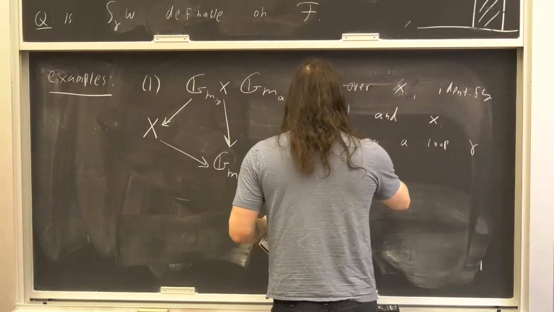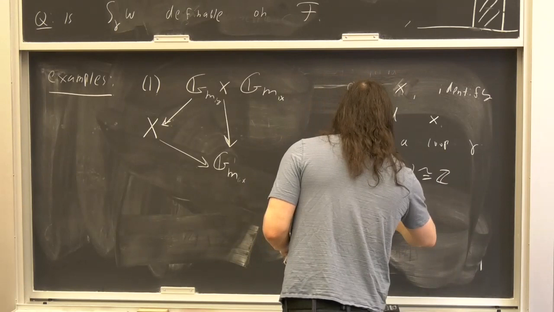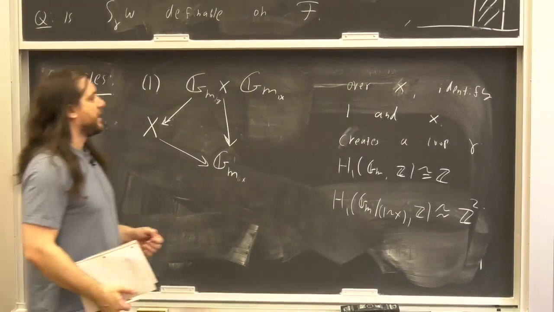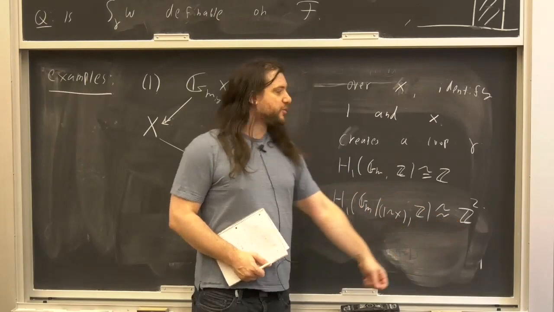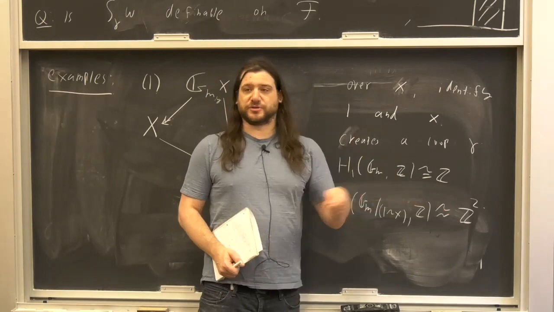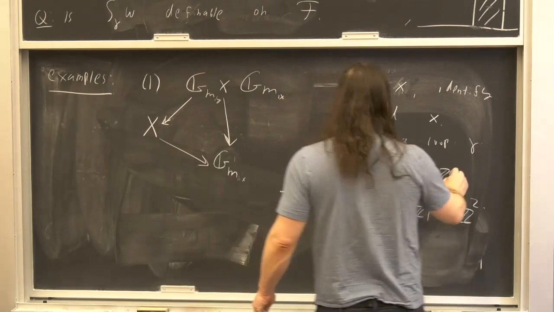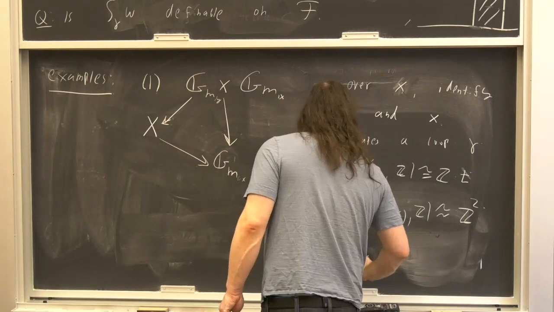If you look at just G_m, that's already a Z. And if you look at H1 of G_m with 1 identified with x, that's going to be Z squared. Then, as you go around the base loop, you get a monodromy action on homology. It fixes this loop, which is canonical, and on the other loop it acts unipotently: Z times our fixed loop T, so gamma goes to gamma plus T.